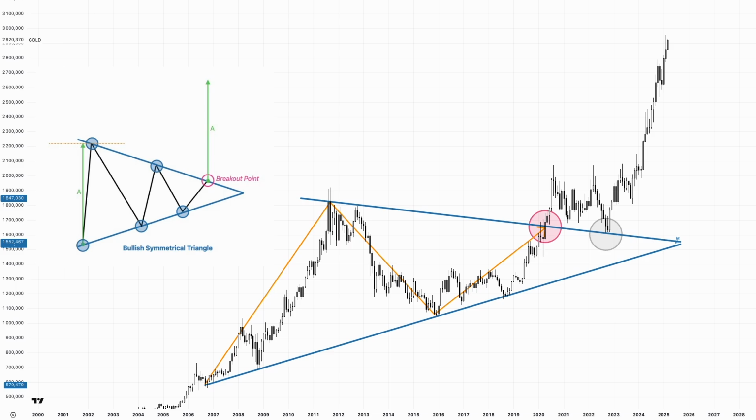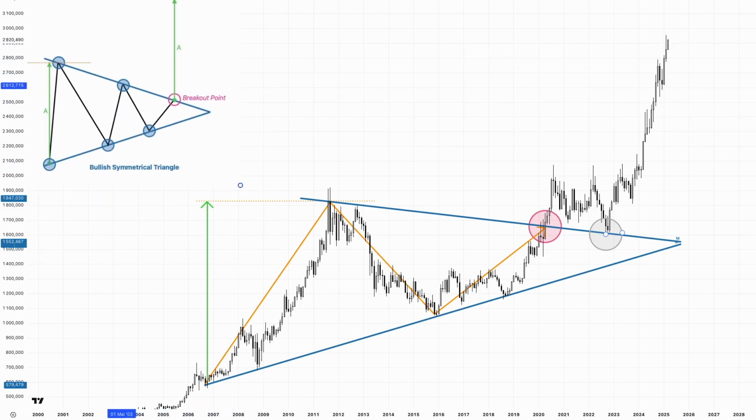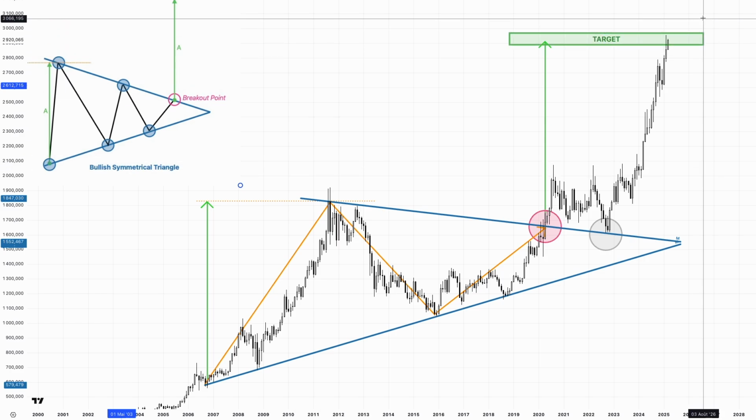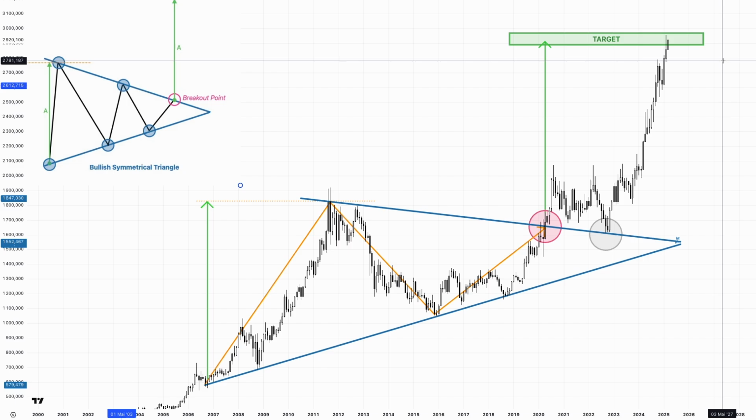First, we display the maximum height of the triangle at this level, marked in an orange dashed line. Next, I draw a green arrow from the lowest point of the triangle to the highest level. The final step is to clone this arrow and place it starting from the breaking point, marked in pink, like this. We find here the calculated targets around $2,900 or $3,000, which is precisely where we are today. This strongly suggests that gold might be reaching a major peak and could soon enter a corrective phase.